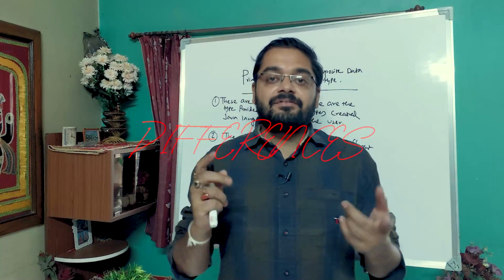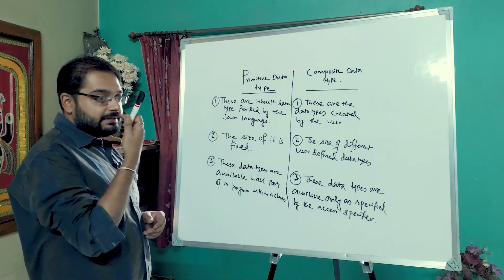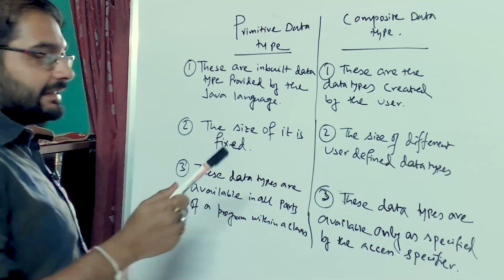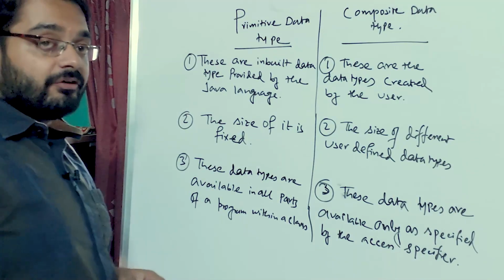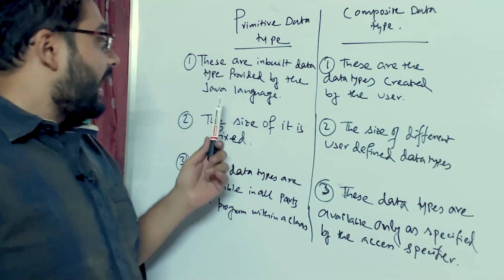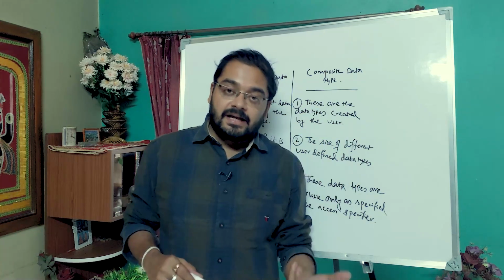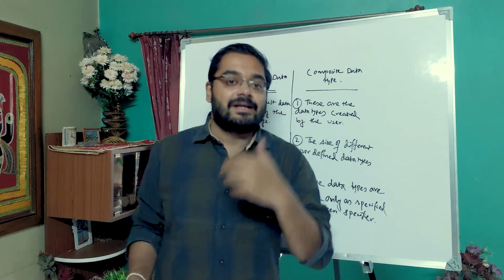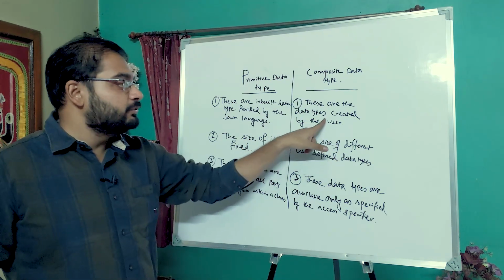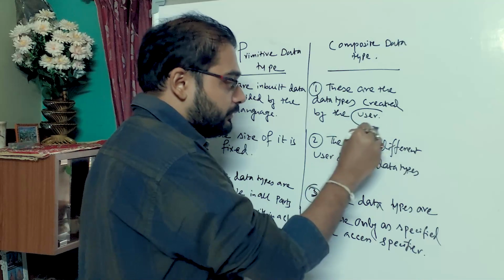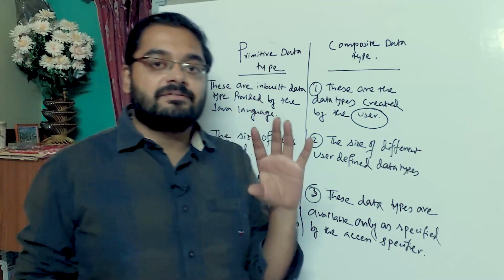Now we can see the difference between the primitive data type and the composite data type. First, the primitive data type. These are inbuilt data types provided by the Java language. Inbuilt means, as I told before, that the primitive data type is predefined, and it is also inbuilt. That means when Java was created, at that time the primitive data types were also created. The other one is the composite data type. It is provided by the user. That is the main important part. The user creates this type of composite data type or user defined data type.